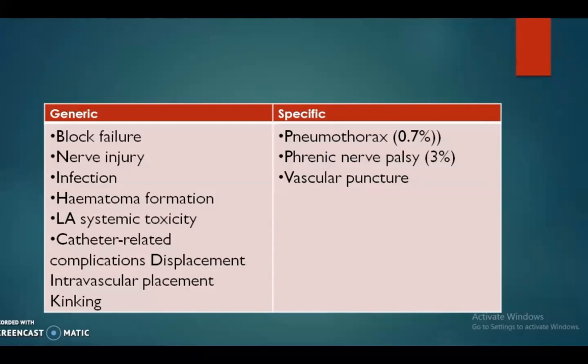proximity to the vascular structures, is pneumothorax, which is 0.7%, especially in the costoclavicular approach, because the medial side of the window will be formed by the pleura, and phrenic nerve palsy about 3%, that too again in the costoclavicular space, because a large volume of local anesthesia drug can track proximally upwards.